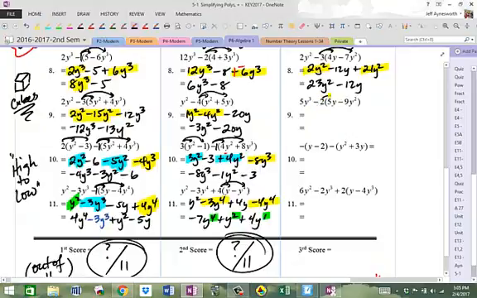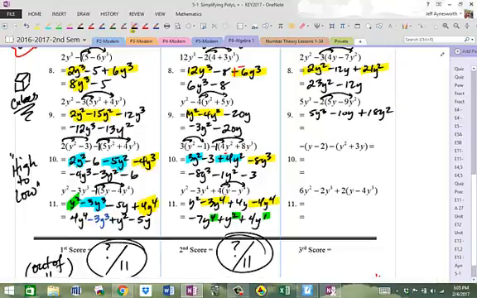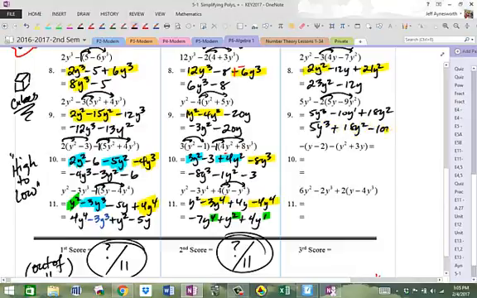I got to distribute through my negative 2 here on this next one, number 9. So we have 5y cubed minus 10y plus, because a negative times a negative is a positive, 18y squared. So here, the only thing we need to do is write in descending order because they're all unlike terms. Third degree, first degree, second degree. So they're unlike terms. So just reorder. So 5y cubed plus 18y squared minus 10y.